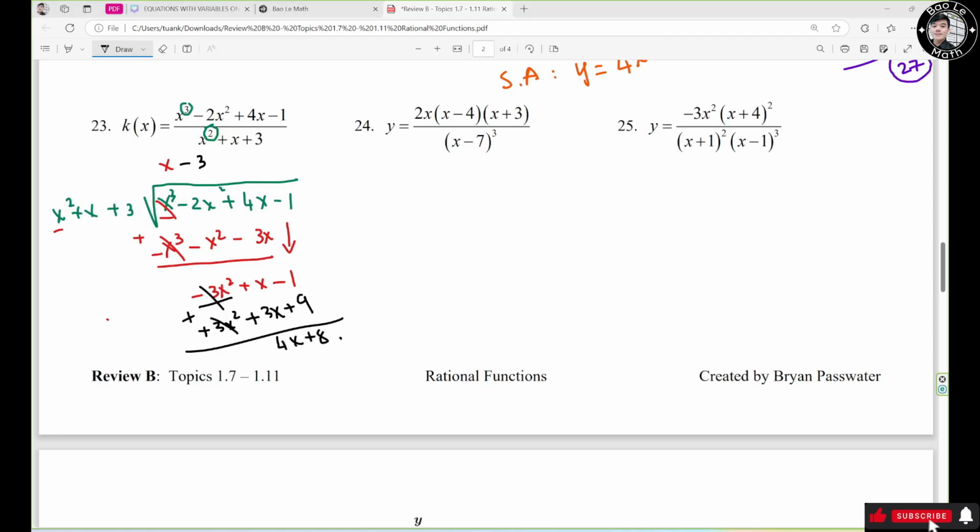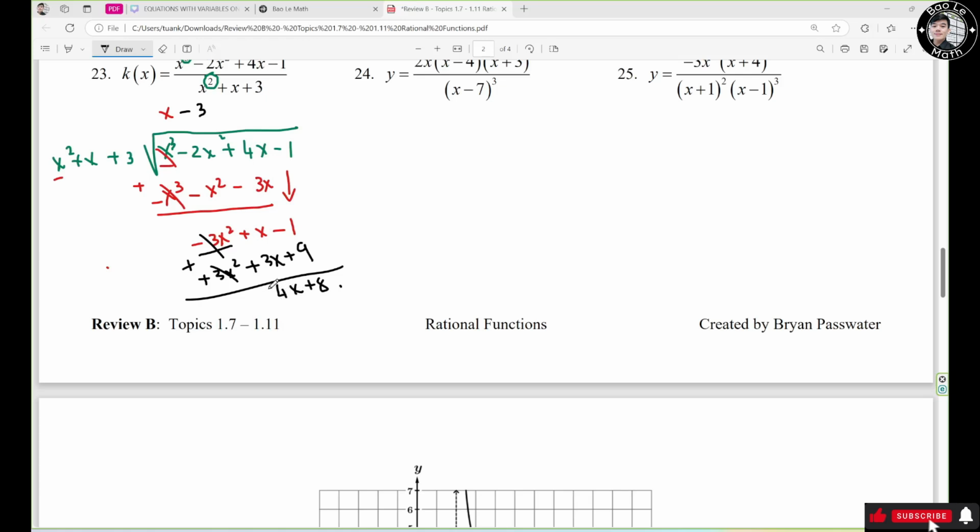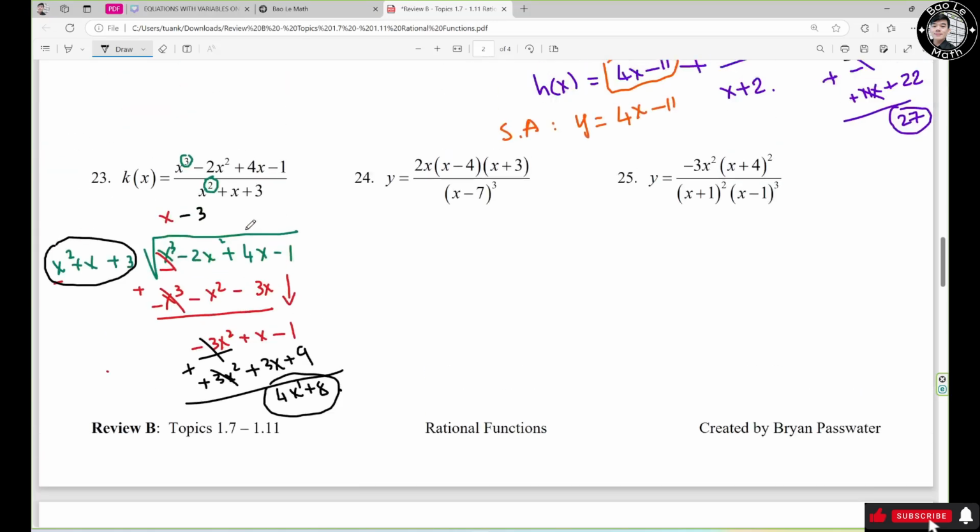Now since the degree of the remainder here is 1, which is less than the degree of the divisor here, I'm going to stop right here. So my slant asymptote should be s minus 3. So y equals s minus 3 is the slant asymptote. Let's move on to number 24.